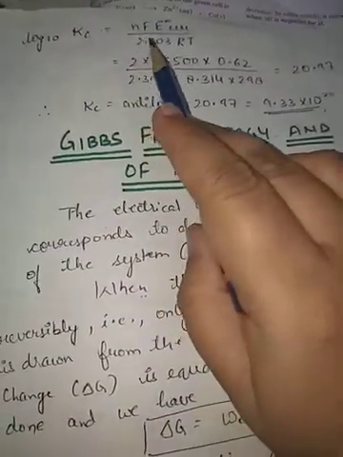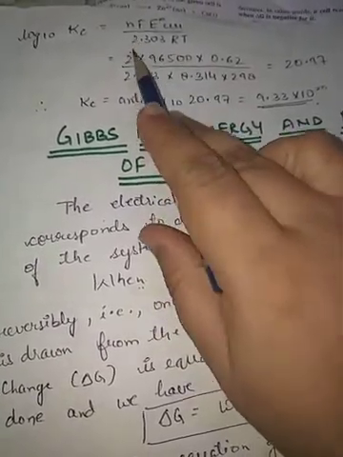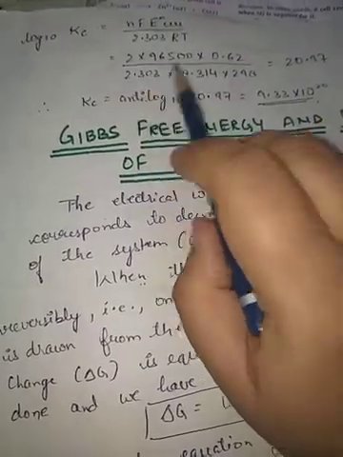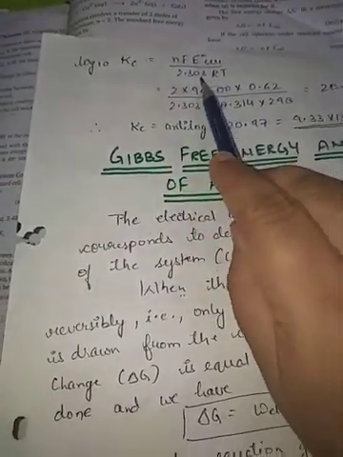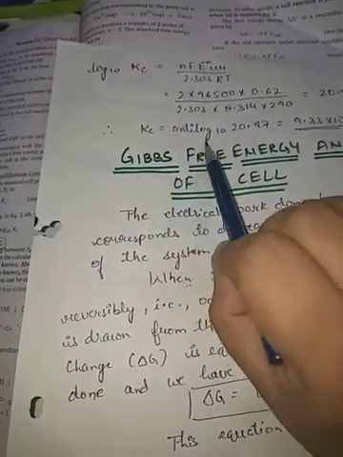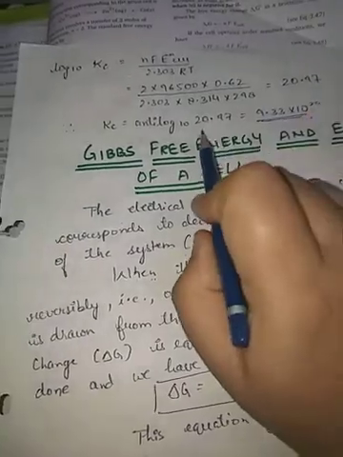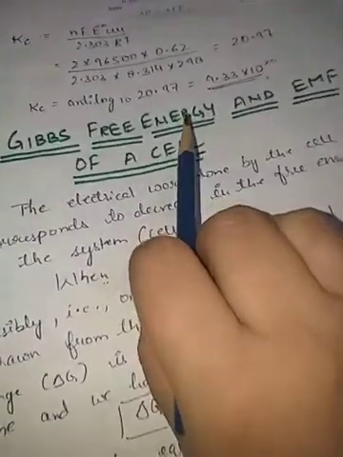Now log base 10 Kc is equal to nF E naught cell upon 2.303 RT. We'll put all the values here. The value for n is 2. F is given. E naught cell we have calculated, 2.303, R and T are given. The value will come out to be 20.97. So log base 10 Kc is equal to this value. When the log base 10 goes to the other side, it becomes anti-log. Now we will calculate the anti-log for this 20.97. The value will come out to be 9.33 into 10 raised to the power 20.